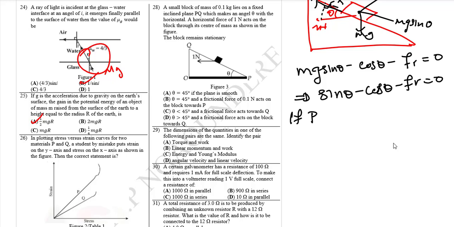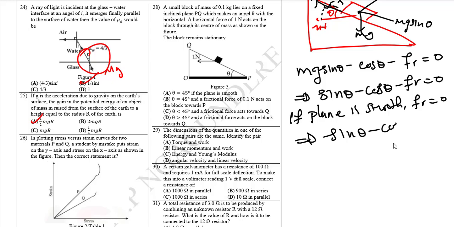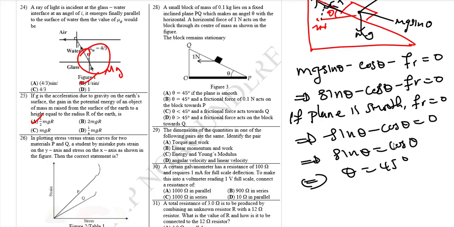if we take that plane is smooth, it means our frictional force will be equal to 0, and that would imply that sine theta minus cos theta will be equal to 0. And so this means sine theta will be equal to the cosine of theta. And this is true if and only if theta is equal to 45 degrees, because clearly we see that this angle is an acute angle, so theta should be 45 degrees. So we see here that option A is making sense at critical conditions.